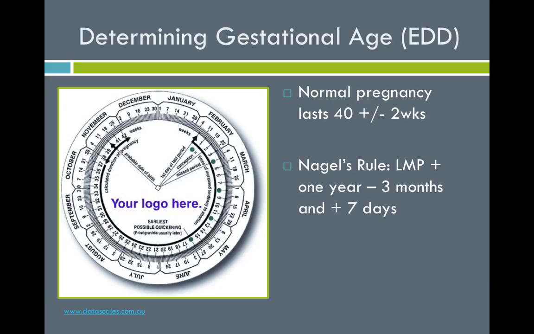Determining gestational age, you should know how to do this manually or in your head using Naegele's rule, which we talked about briefly, I believe. You take your LMP, add a year, and subtract 3 months, and then add 7 days. Usually you'll have one of these handy-dandy charts where you can actually pinpoint the day of the missed period, and it will tell you when the patient likely conceived.